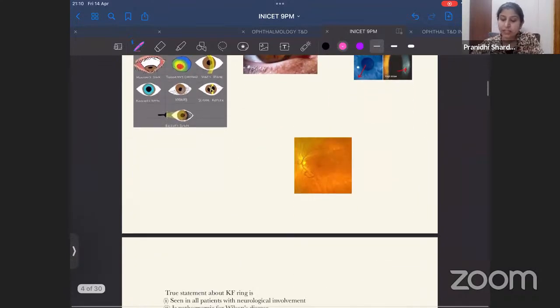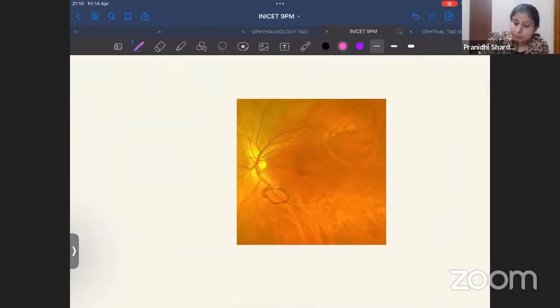Now the Weiss ring is this. We can see this is the fundus. Whenever there is posterior vitreous detachment, we can see a ring in the fundus. In indirect ophthalmoscopy, this ring of vitreous tissue is known as the Weiss ring, seen in cases of posterior vitreous detachment.